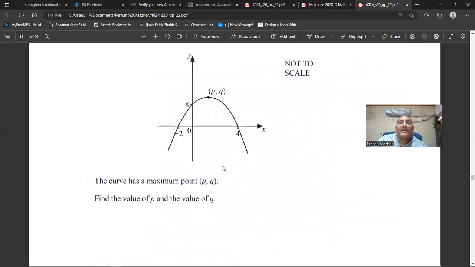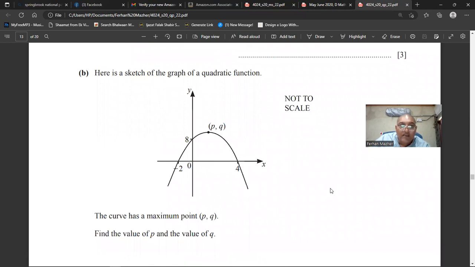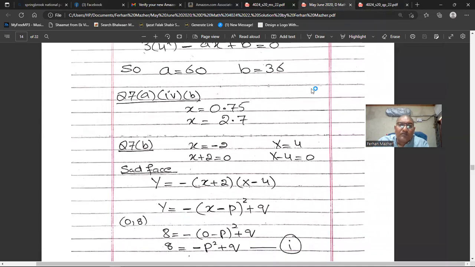Now, the next question coming up on your screen is a 3-mark question. They want you to find the value of p and q. It says, here is a sketch of the graph of the quadratic function. It's a sad face. Its x-intercepts are given, -2 and 4. Its y-intercept is also given. The curve has a maximum point, also called a turning point. Its coordinates are p, q. Find the value of p and the value of q. First of all, I will make that equation, and then I will be able to find p and q.